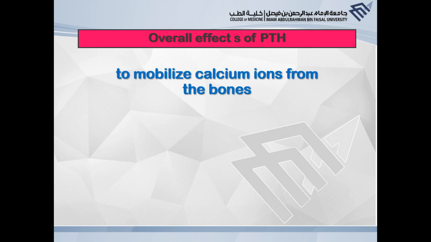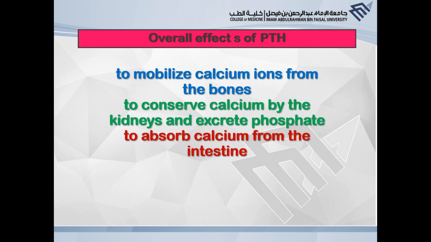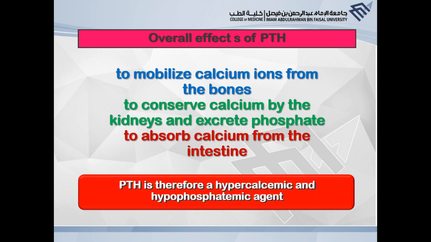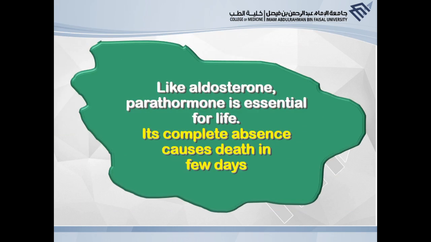It will mobilize the calcium from the bones, it will conserve the calcium from the kidneys and excrete phosphate. And also it will cause absorption of calcium from intestine through vitamin D. So as the net effect, blood calcium will increase and phosphate will decrease. So we say that parathyroid hormone is a hypercalcemic and hypophosphatemic agent. Like aldosterone, it is also essential for life, and if it is completely absent, it will cause death in just a few days.